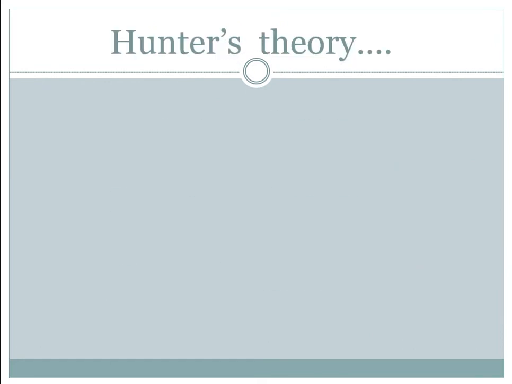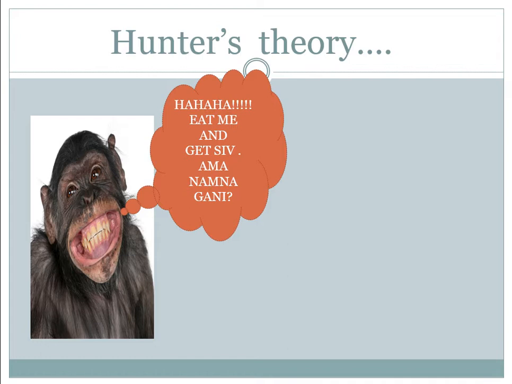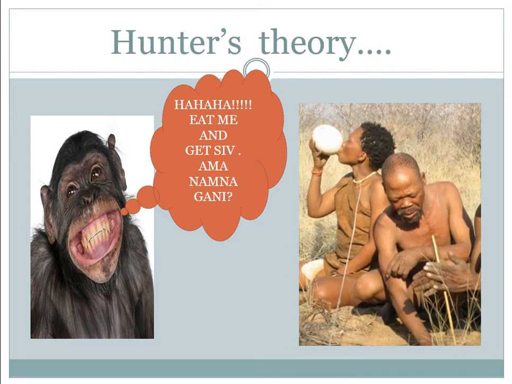There are theories that explain how HIV was transmitted, and one of these theories is the hunter's theory, whereby it's believed that the monkeys contained the SIV virus, which when human beings ate these monkeys, they would be able to contract the infection.